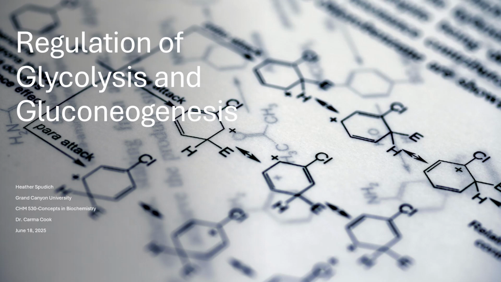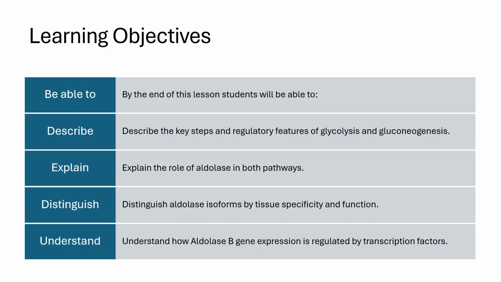This presentation covers the regulation of glycolysis and gluconeogenesis. Your learning objectives for this lesson are to be able to describe the key steps and regulatory features of glycolysis and gluconeogenesis, explain the role of aldolase in both pathways, distinguish aldolase isoforms by tissue specificity and function, and understand how aldolase B gene expression is regulated by transcription factors.